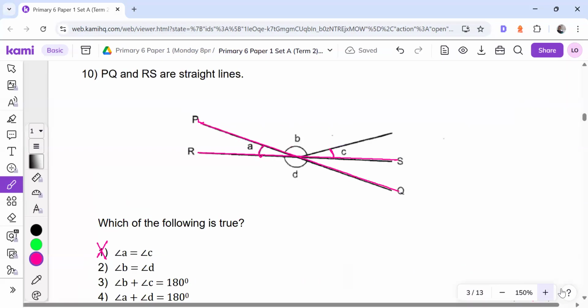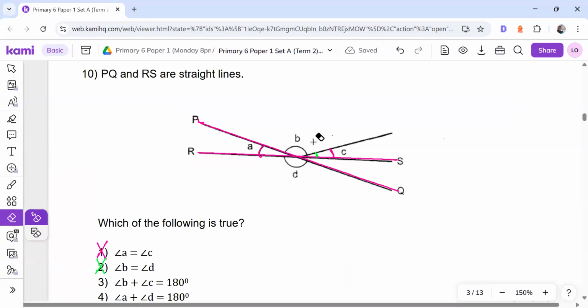No, it's not. Because there's a little gap there. Angle B did not come over here. So it's not equal to angle D. So your number 2 is out. Because for angle B to equal angle D, it has to be like this. But it didn't. Your angle B is shorter than that.